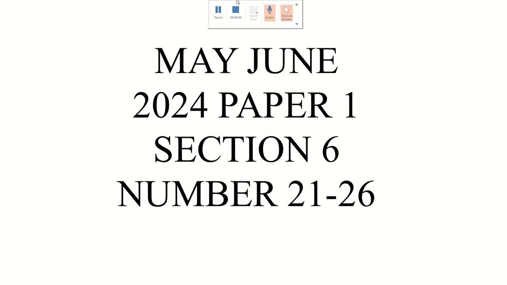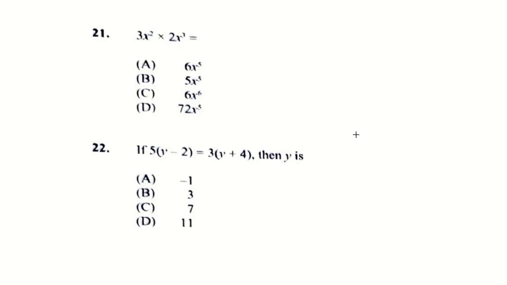Now look at May, June 2024, paper 1, section 6. Again, that's algebra, numbers 21 to 26. This one, 3 to the power of x squared multiplied by 2 to the power of x cubed.